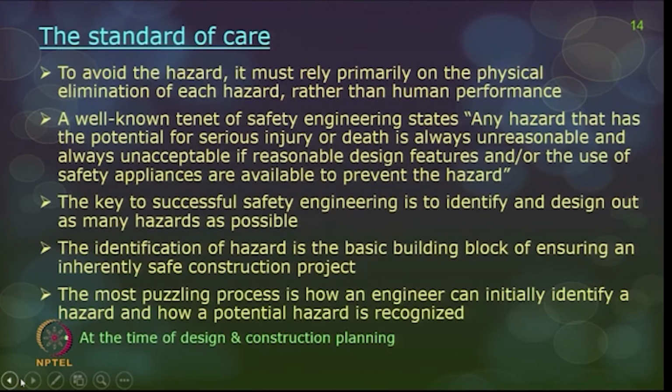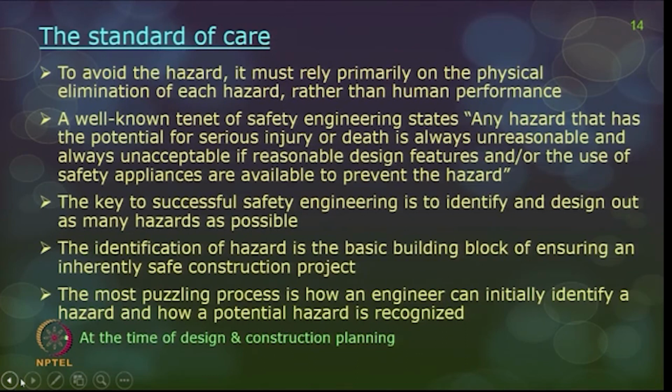Any hazard that has the potential for serious injury or death is always unreasonable and always unacceptable if reasonable design features and or the use of safety appliances are available to prevent the hazard. So, the key to successful safety engineering is to identify and design out as many hazards as possible and rule them out from the processes.